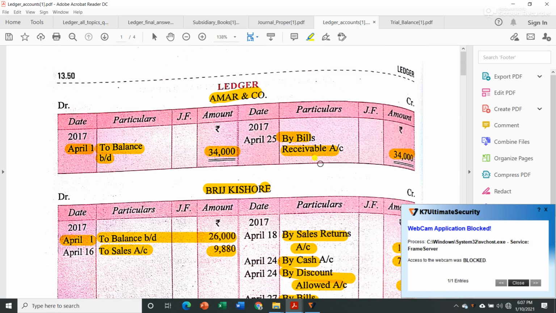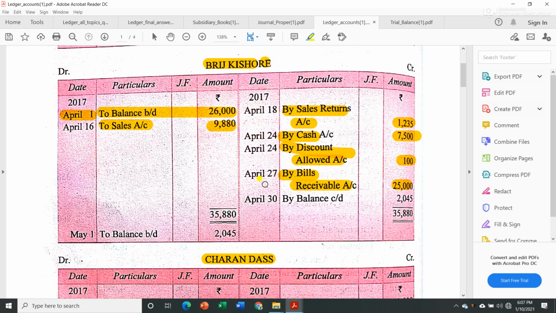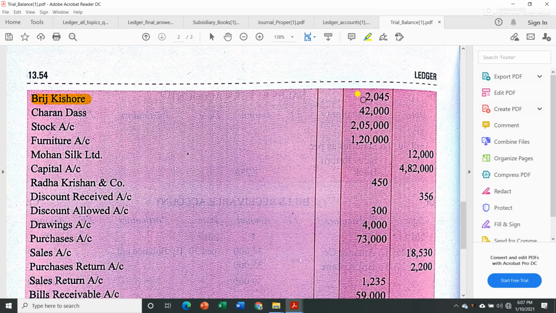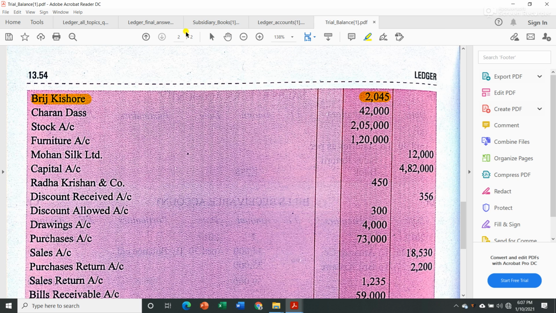So see, both the sides are same, so no need to balance it. The next we have Bridge Kishore. After balancing this Bridge Kishore's account, we got a debit balance of 2,045. So we will write Bridge Kishore on the debit column 2,045. Then let me just close this, so that we can solve properly.